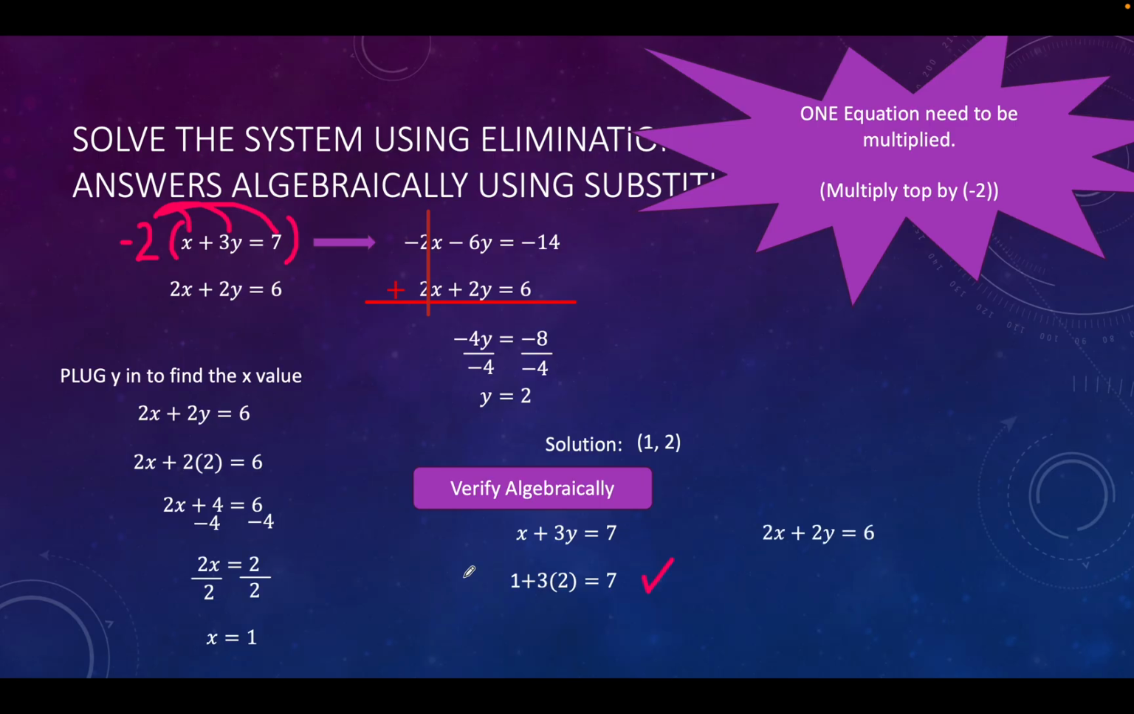It checks out. Feel free to double check this one. Plug the 1 in for x, the 2 in for y. We get 2 plus 4 equals 6. Checks out. So our solution to this would be (1, 2).